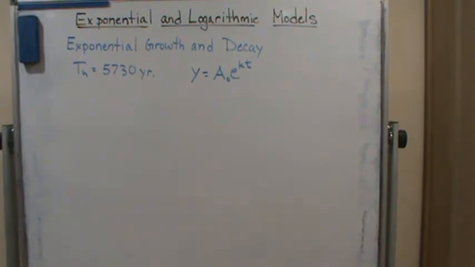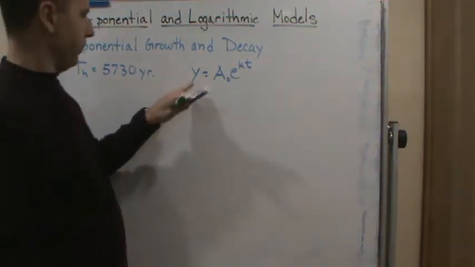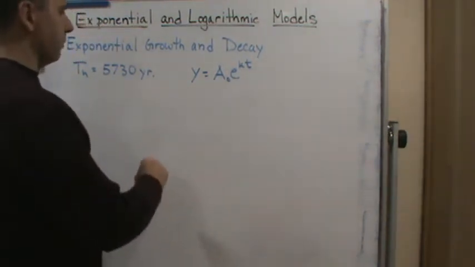It says the half-life of carbon-14 is 5,730 years. Express the amount of carbon-14 remaining as a function of time, t. Okay, great. So now we want to write this as a function of t.